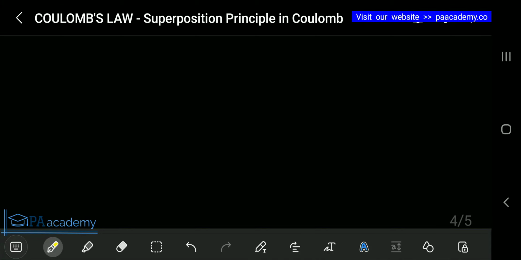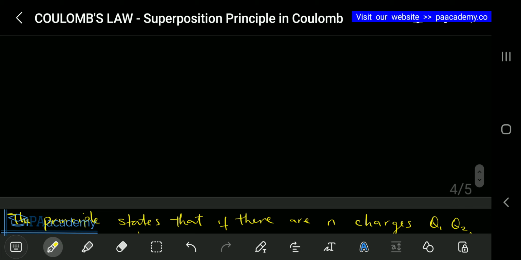So in this video we are going to be looking at the superposition principle in Coulomb's law. We're going to look at what the principle states, the formula associated with it, and some examples to explain what superposition in Coulomb's law is talking about. So now let's start with Coulomb's law.